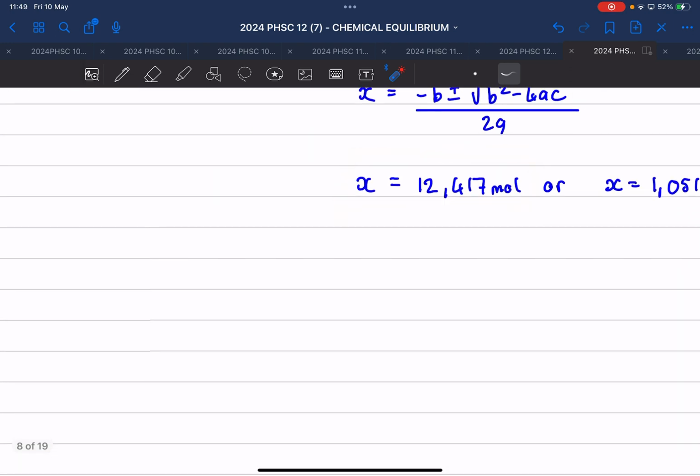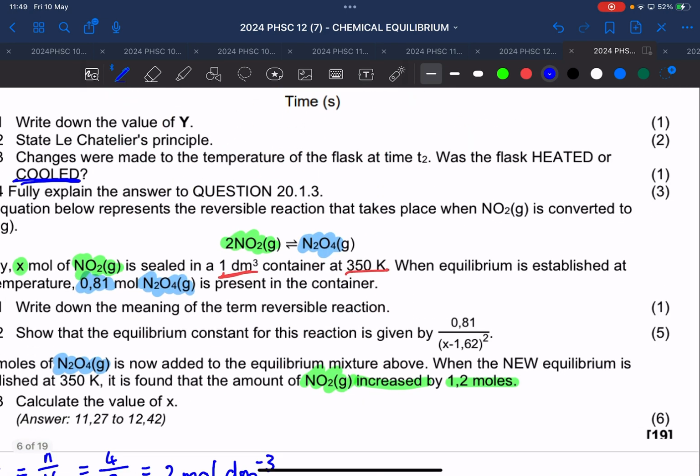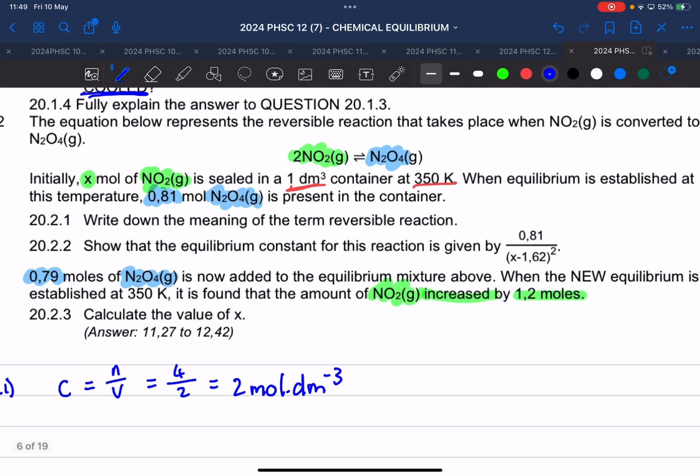Now, can we please go back to the question? Okay, so you see here they give a range. Your answer could have been 11.27 to 12.42. That's a nice big range. My first calculation gave me 19 comma something. Okay, so you guys good with this problem?